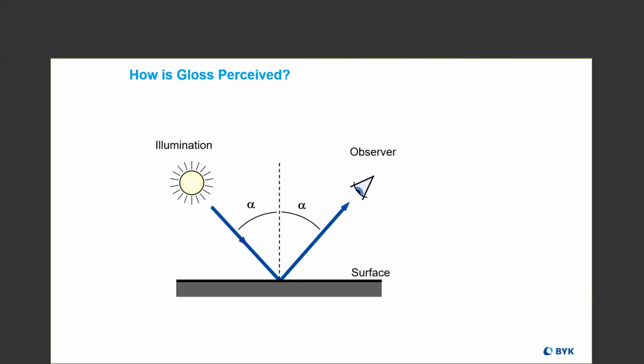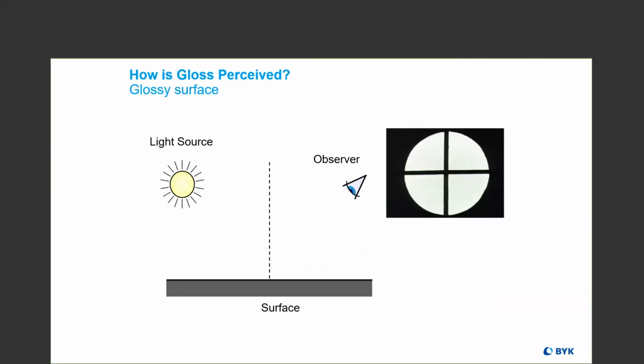Here, again, we have a surface with a light source and an observer positioned at the specular angle. When it's a nice, smooth, glossy, highly polished surface, when that light bounces off and goes into the observer's eye, the observer is going to see a nice, clear, reflected image of that light source with good DOI, good distinctness of image.